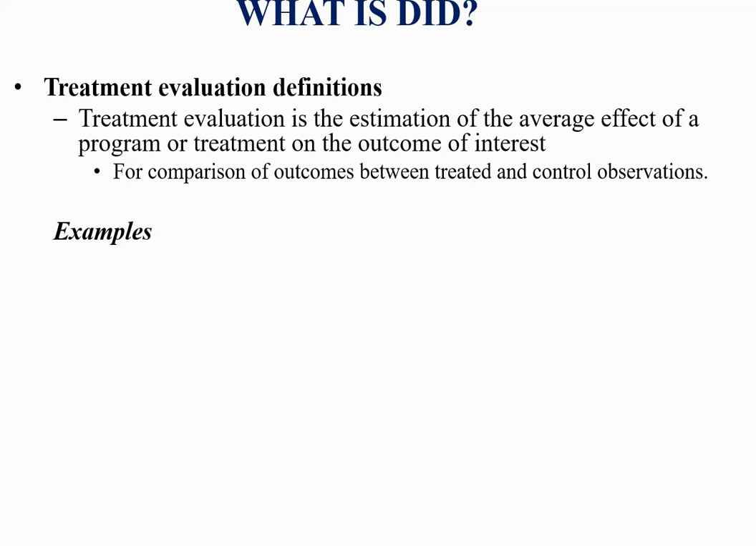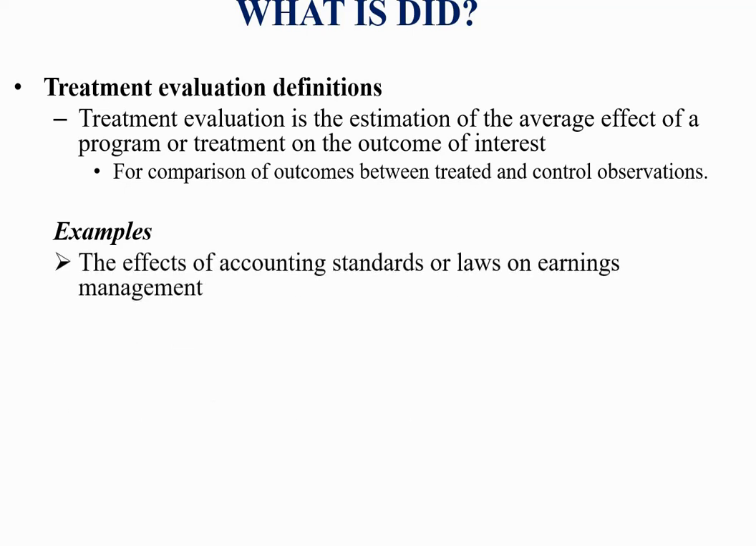Okay, so an example could be, let's say, the introduction of an accounting standard by an accounting body. So in DID, we can use DID research design to test the effect of an accounting standard or laws on earnings management or on revenue or other accounting variables, which could be earnings, which could be, let's say, acquisition of debt, which could be cash holdings.